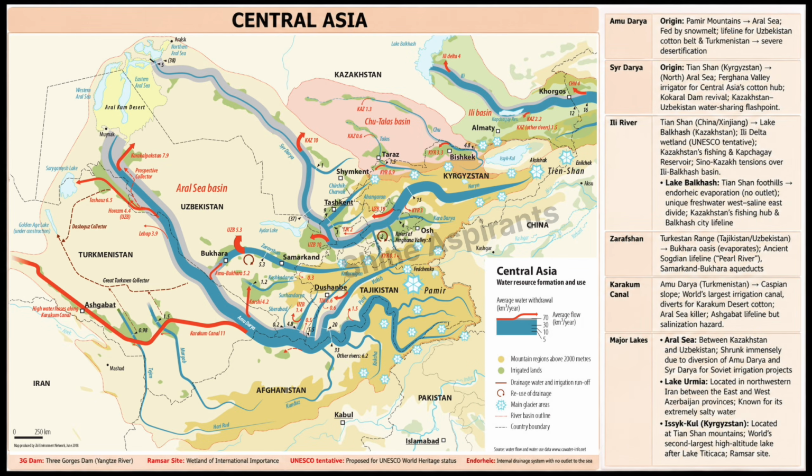Central Asia, rivers and lakes. Amu Darya. Origin, Pamir Mountains, Aral Sea. Key facts. Fed by snowmelt. Lifeline for Uzbekistan cotton belt and Turkmenistan. Diversion for Soviet irrigation projects, severe desertification of Aral Sea.